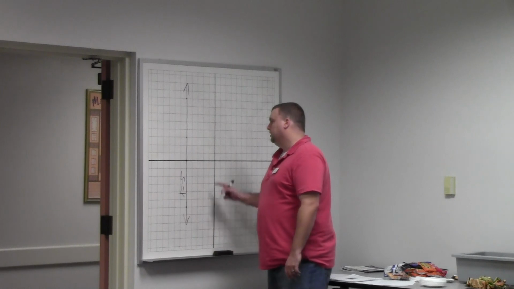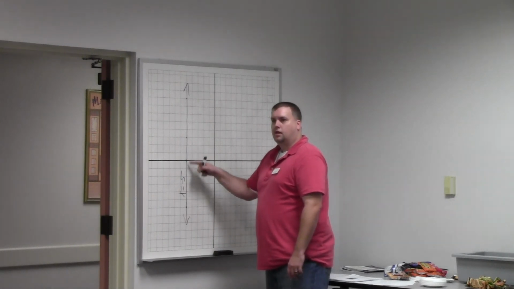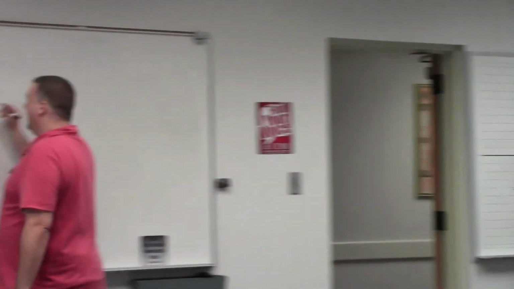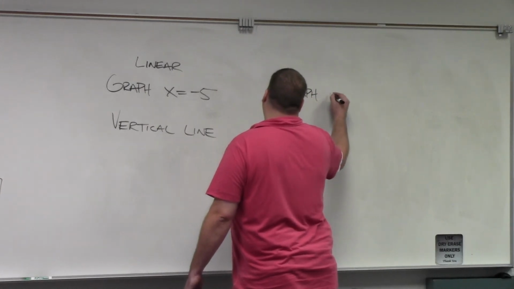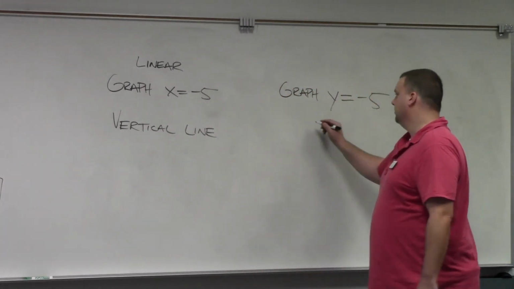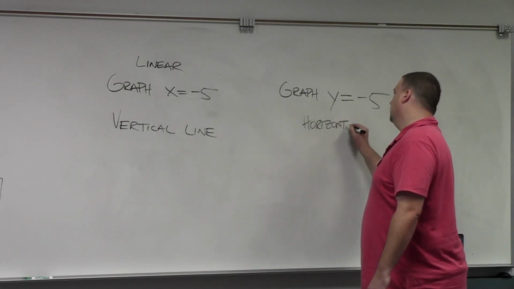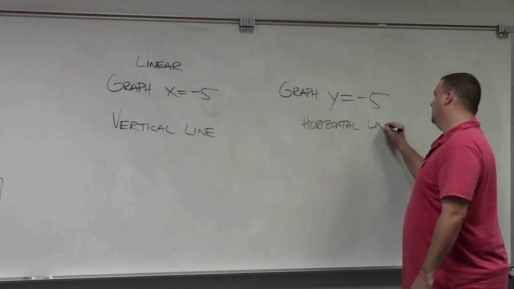An easy way to think about it is go out to negative 5, and whatever hash mark is going through that line, that's the kind of line it is. Notice the hash mark going through it is vertical, so we're going to make it vertical. Well, if x equal to a number is vertical, what do you think y equal to a number is? Maybe horizontal. The opposite. Yeah.